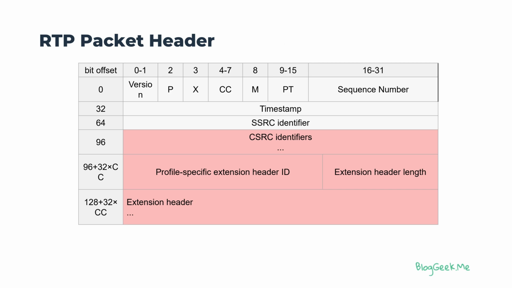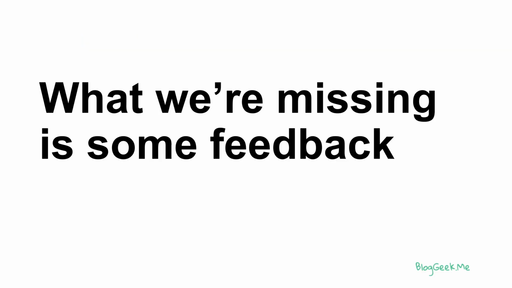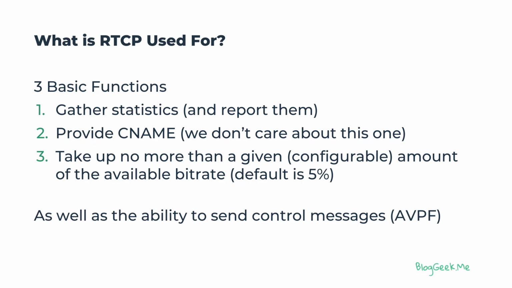This is how an RTP packet header looks. We're not going to go into the details here, if you want, go check the RFC for that. And what's missing in RTP is some feedback. I can send data, but I don't know what happened to it. Because we send over UDP, there are no acknowledgements or indication that what I sent got received. For that, we have RTCP.